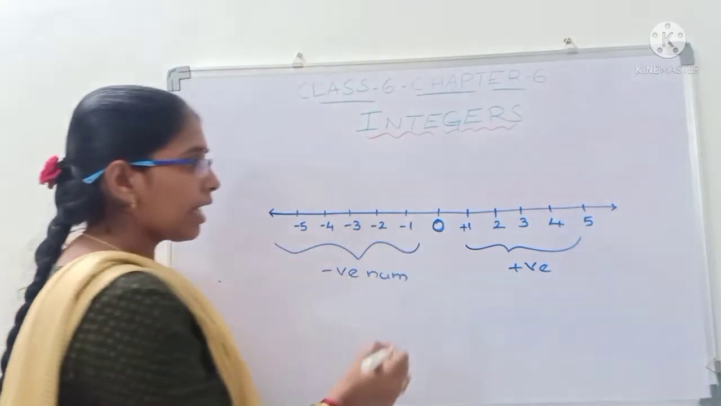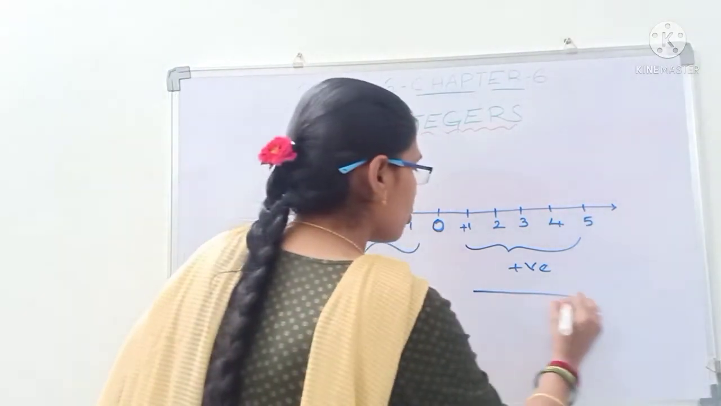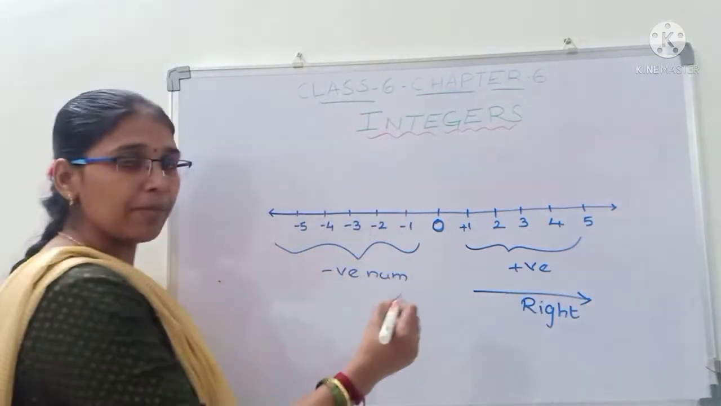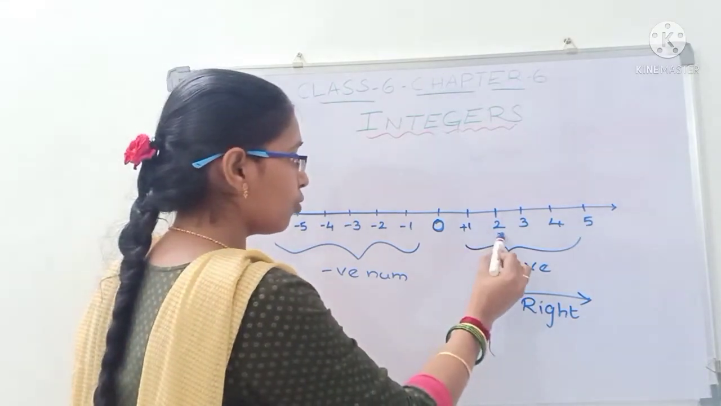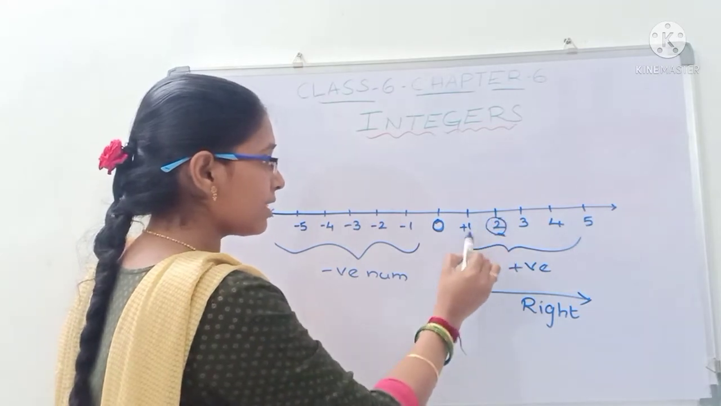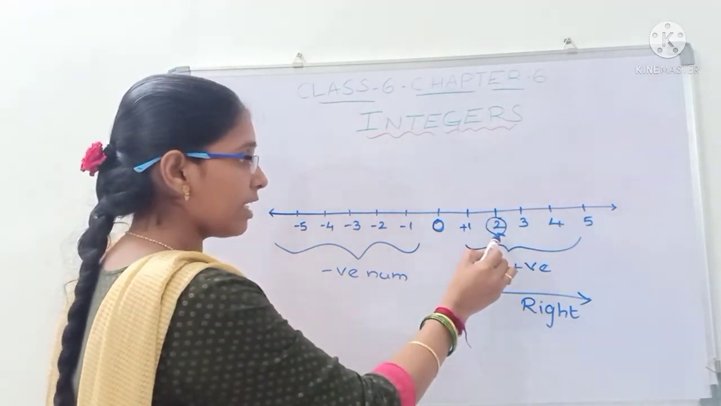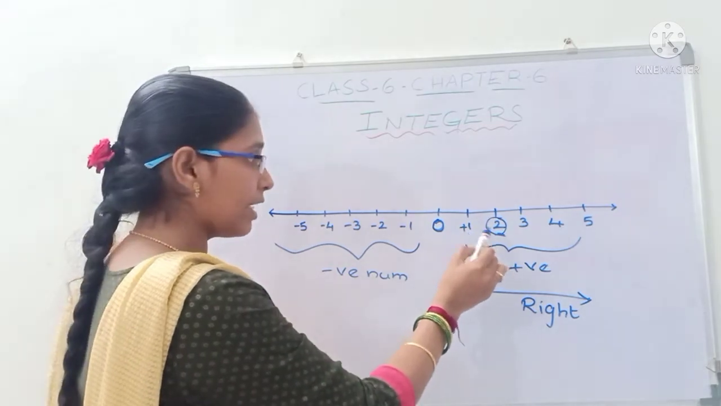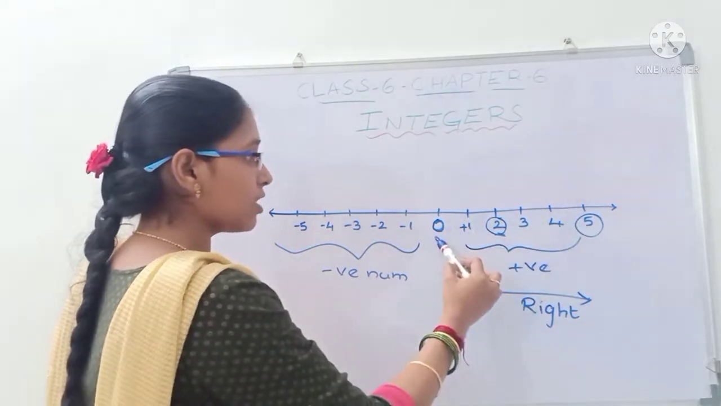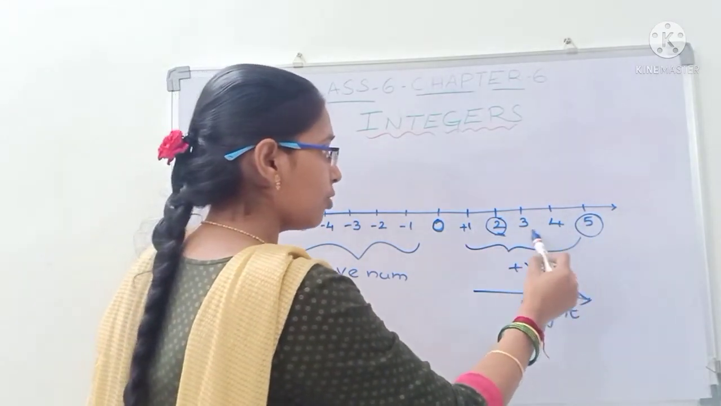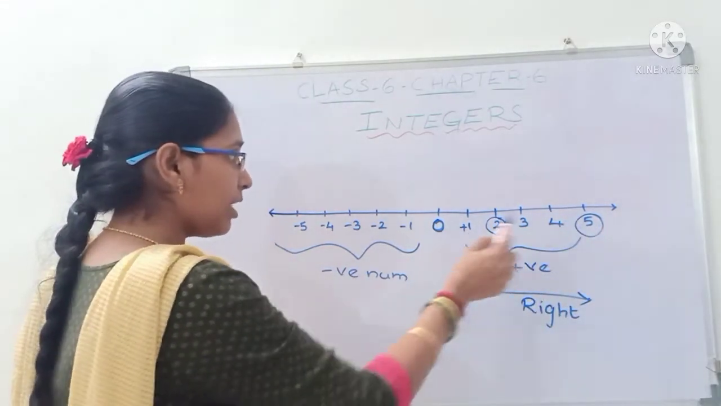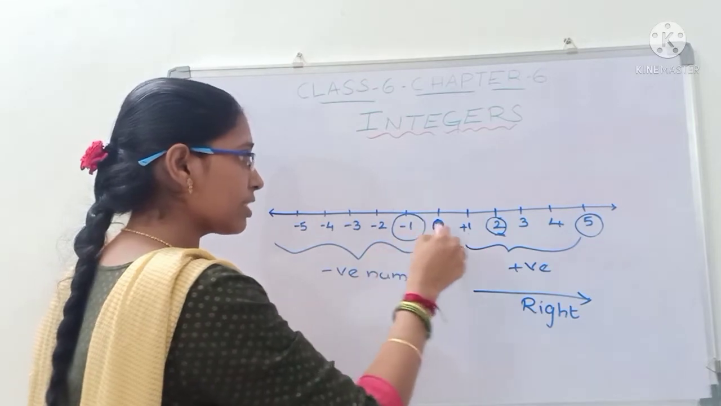Children, in the number line, as you go right, the value of number increases. See, 2 is greater than 1, right? 2 is right side of 1. So, 2 is greater number than 1 and it is greater than 0 also. 5 is right side of 0, so it is greater than 0. It is right side of 3, so it is greater than 3. And similarly, 5 is right side of minus 1, so it is greater than minus 1.